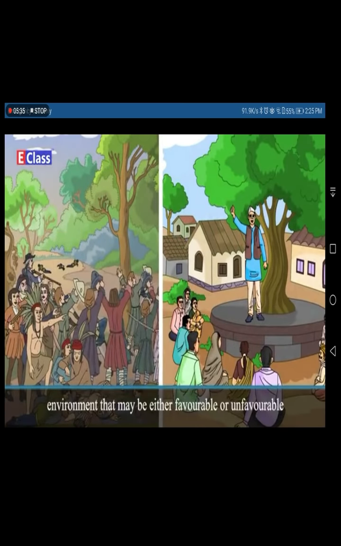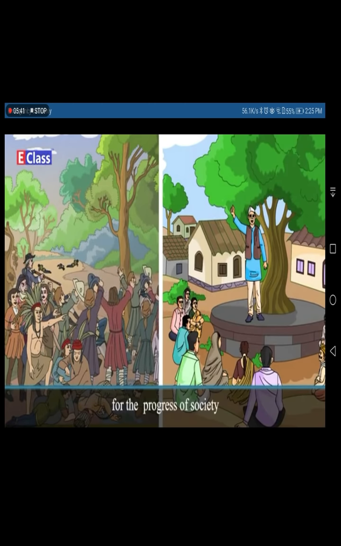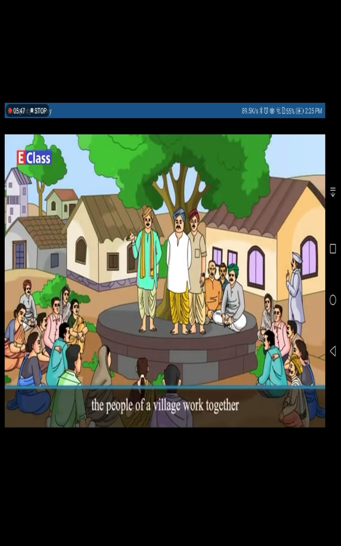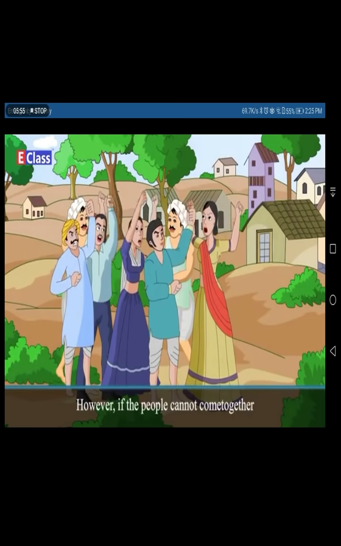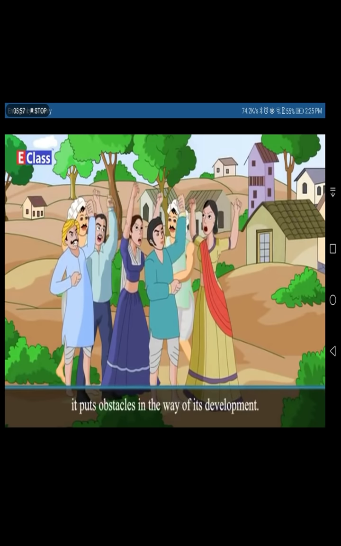They result in an environment that may be either favorable or unfavorable for the progress of society. This affects our day-to-day life. For example, if the people of a village work together and help one another, the village makes good progress. However, if the people cannot come together, it puts obstacles in the way of its development.